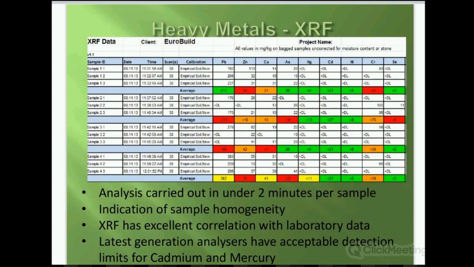And that is true for heavy metals. They are usually not soluble, and they are usually unevenly dispersed throughout the soil, which is why having the averaging of 3 results gives you a much better accuracy and repeatability. So XRF does have excellent correlation with lab data when the instrument is used correctly, and they certainly have acceptable detection limits even for cadmium and mercury now. They're also a lot more robust than they used to be. You can actually drop them, but I wouldn't recommend it.